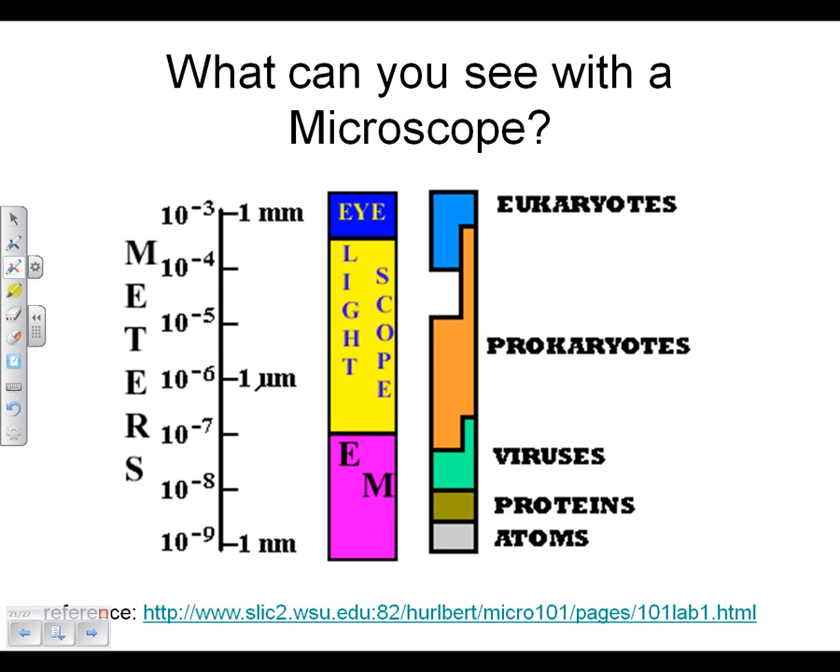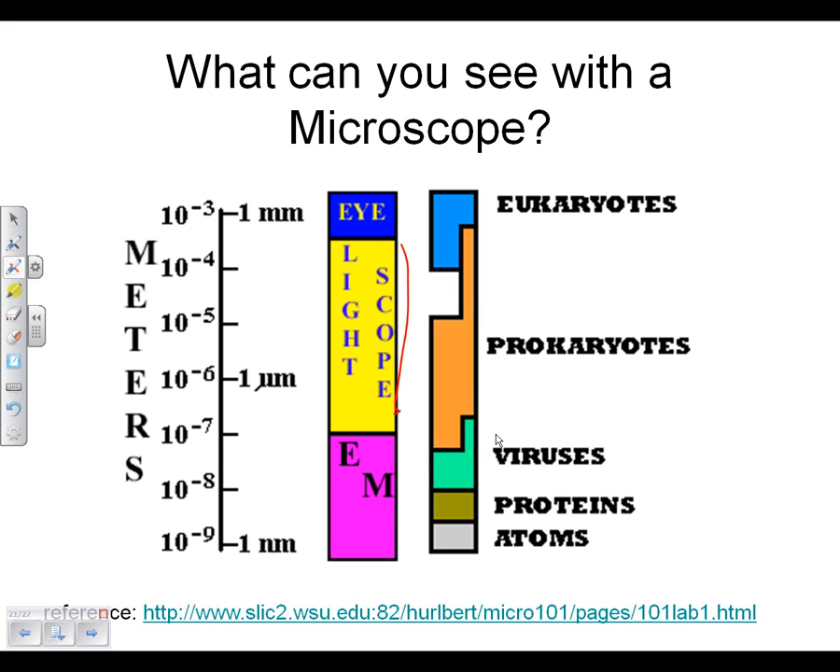Alright, so this slide is just a little example of what you can see with what. Remember the human eye, we said, could get down to about maybe 0.1 millimeters. So you can see a lot of eukaryotes with the naked eye, and that's really amoeba, things that are a little bigger than that. When you get down into prokaryotes, things like bacteria, there are possibly a few that are big enough to see by eye, but not very many, so most of them are going to require the light microscope.